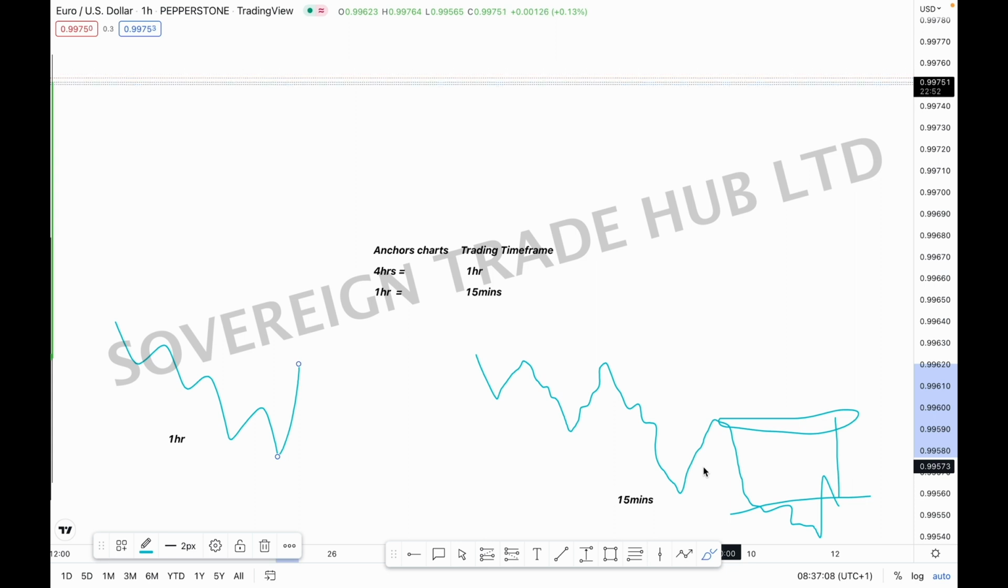So when we are looking at the anchor chart and the trading time frame, you don't just look blindly at what is happening on the 4 hours, on the 1 hour, but you should know how to get the two to flow together. If not, you are setting yourself up for something heavy.